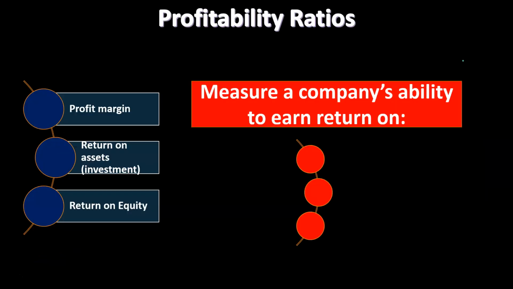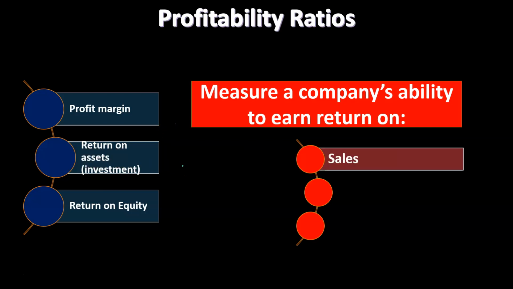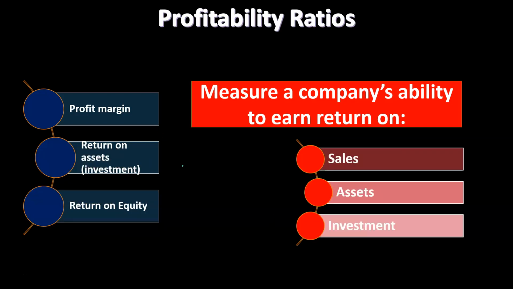So profitability ratios, we're going back up to the top now, include profit margin, return on assets or investment, and return on equity. These are going to measure a company's ability to earn on sales, assets, and investments. So when you're thinking about profitability, you're thinking about performance measures. Notice you're typically dealing with things on the income statement, thinking about how much earnings you had in comparison to the resources you had in order to generate those earnings.